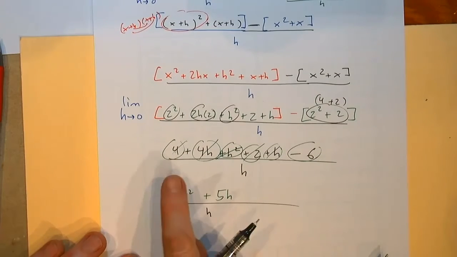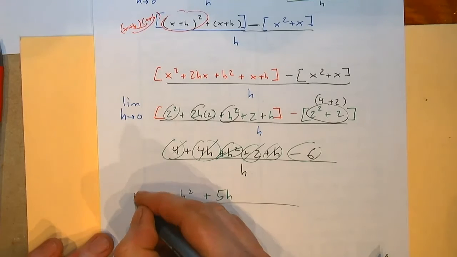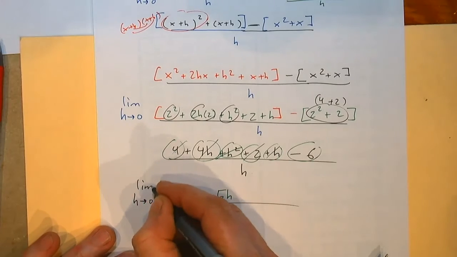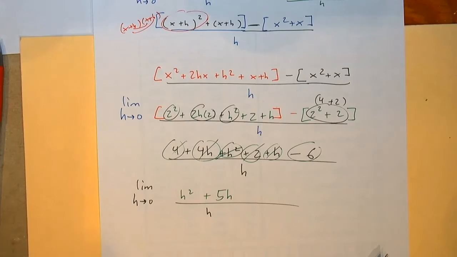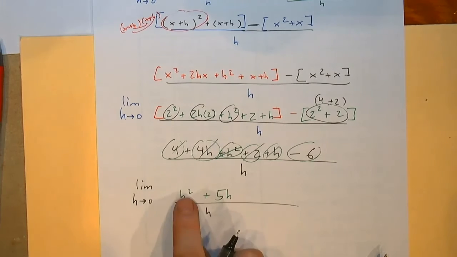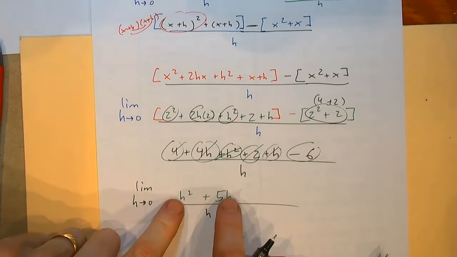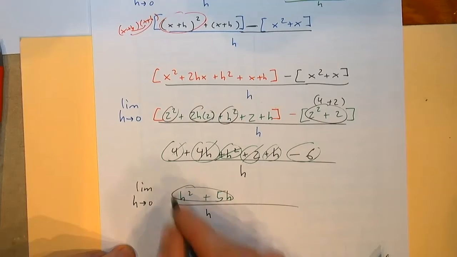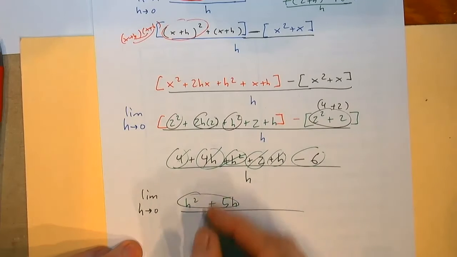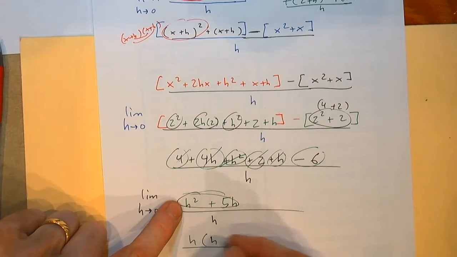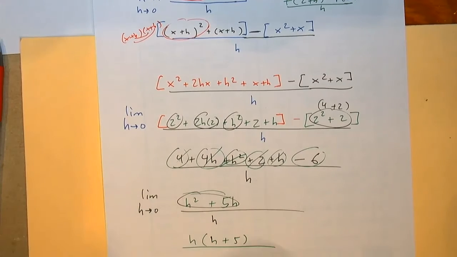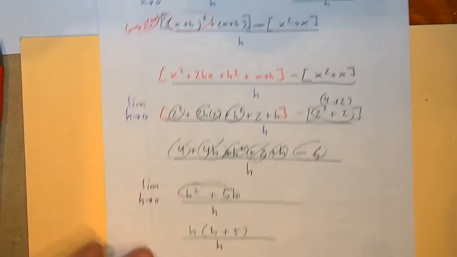Is it safe to let h be 0 yet? This whole time, your goal is to turn h into 0. Once you can divide by 0, you can get the answer. You can't divide by 0. What am I supposed to do? You see all the h's? Let's factor it out. Let's take an h out of there. Let's undistribute these h's like this: h times h plus 5. And the bottom is h, isn't it?